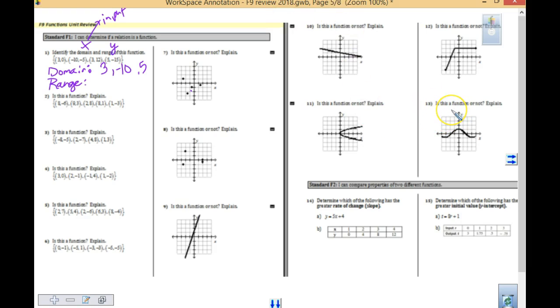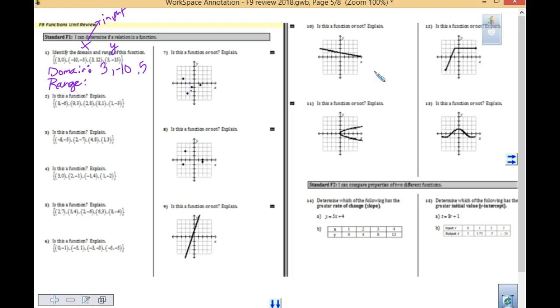14, and it's asking you if it's a function. This is how the first part of the test looked. So I'm going to give you X, Y pairs. I'm going to give you graphs. I'm going to give you some lines, and I'm going to ask you, is it a function? Each input X has to have an output.